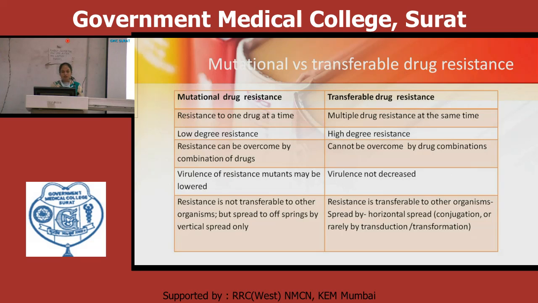Virulence of resistant mutants may be lowered in mutational, virulence is not decreased in transferable. Resistance is not transferable to other organisms but spreads to offspring by vertical spread only in mutational drug resistance. In transferable, resistance is transferred to other organisms by horizontal spread like conjugation, transduction, transformation.